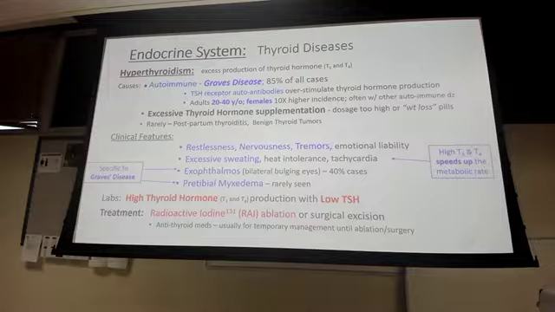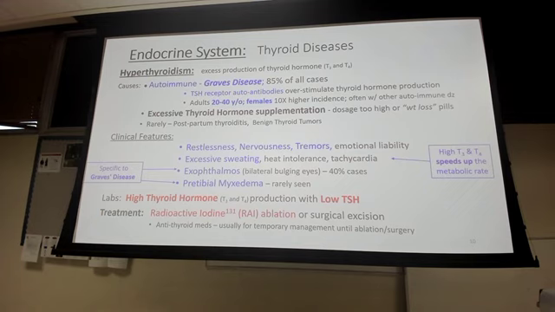TSH is going to be low because TSH is what normally tells the thyroid to make thyroid hormone. And so if our T3 and T4 is being made autonomously, TSH is going to say, hey, stop doing this, stop making thyroid hormone, but it's not listening, right? It's not listening because that hormone is being stimulated by those antibodies. Okay?